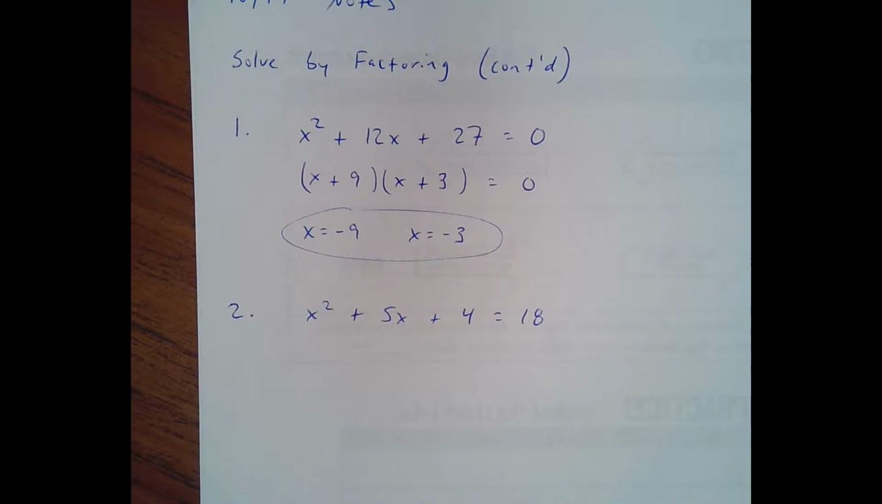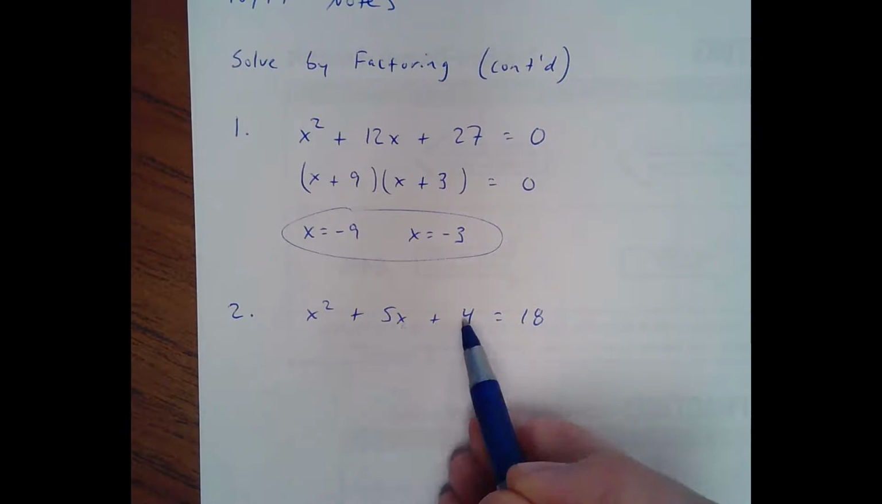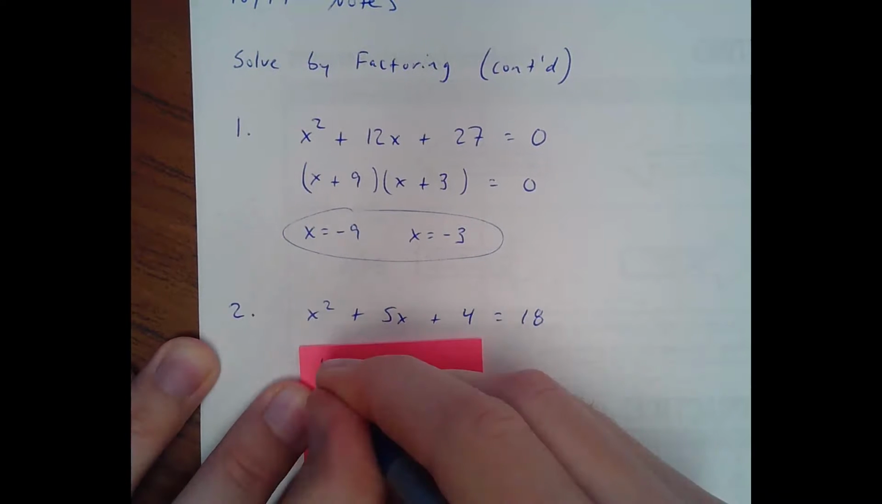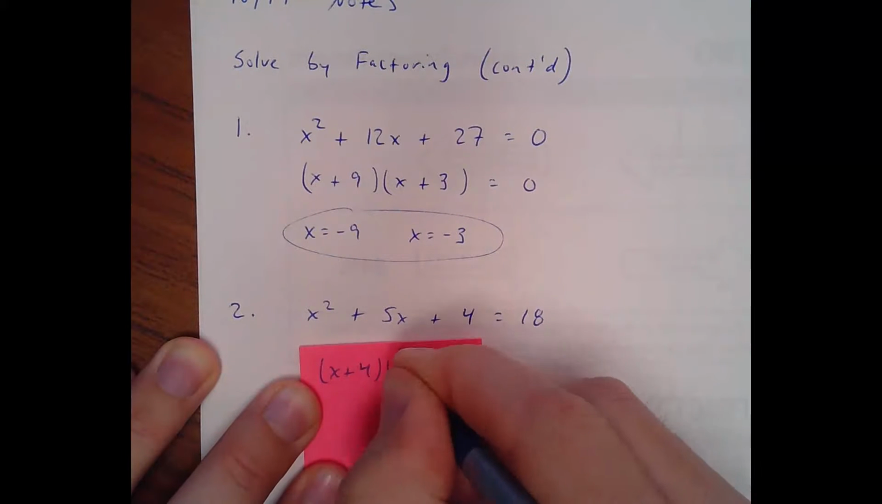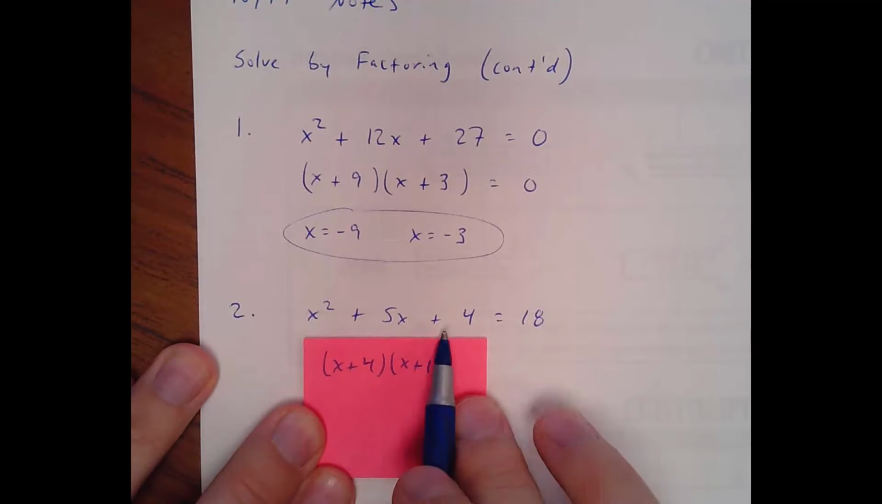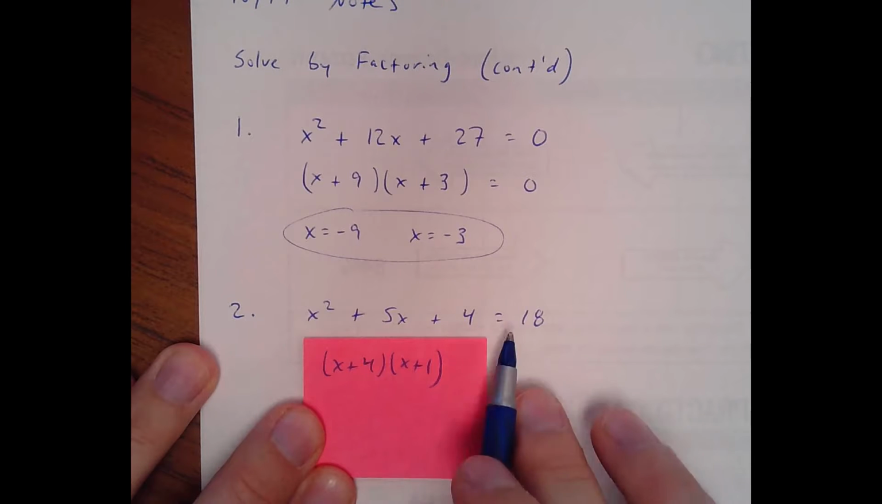So this expression on the left does factor. So what multiplies to 4 and adds to 5 is 4 and 1. So this would factor to this: x plus 4, x plus 1. 4 times 1 is 4, 4 plus 1 is 5. But the problem is it's not equal to 0. So it's equal to 18.